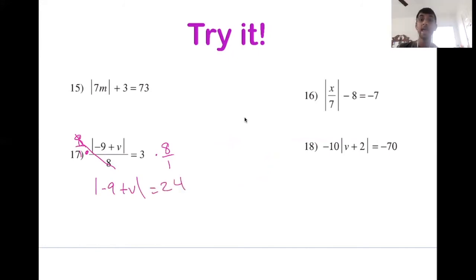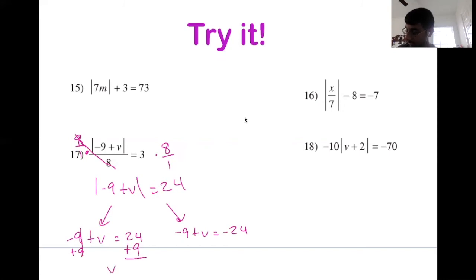And now at this point we can do our absolute value equation. So we could do two of these. We could do -9 plus v is equal to 24, and -9 plus v is equal to -24. So how do we do this? I'd add the 9 over here, and v would equal 24 plus 9, which is 33. And then we would add the 9 to both sides here, and v would equal 24 minus 9, essentially negative 15. Awesome. So again, pretty basic.